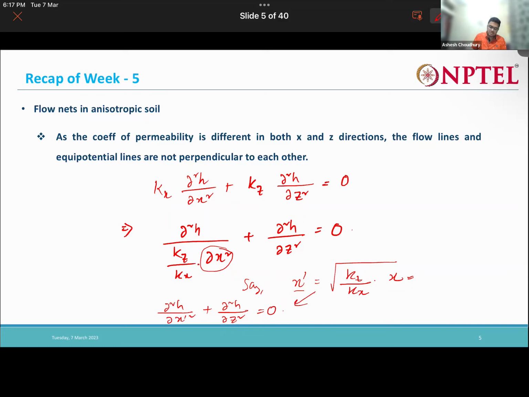And in this Laplace equation, you can see that the solution will be the equipotential lines and the flow lines. In this case, they will be perpendicular to each other. So what we need to do is, if we have an anisotropic soil, we need to use this transformation. We need to use this scale to convert it. First we will convert it, and after that we will draw the equipotential lines and flow lines so that they are perpendicular to each other.